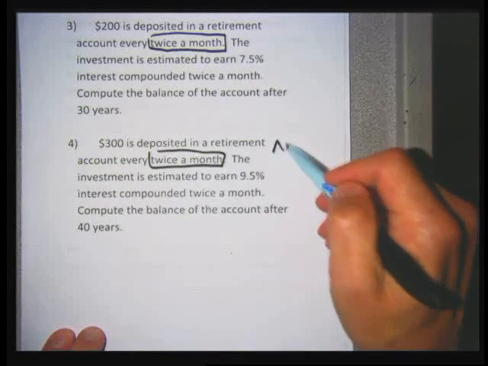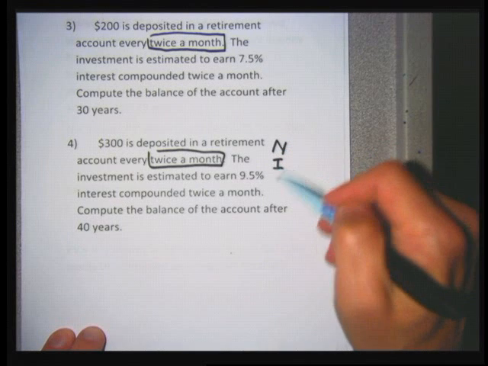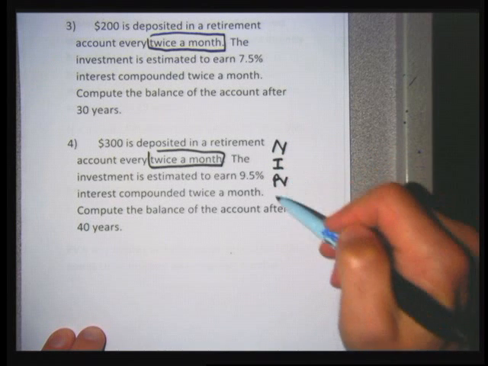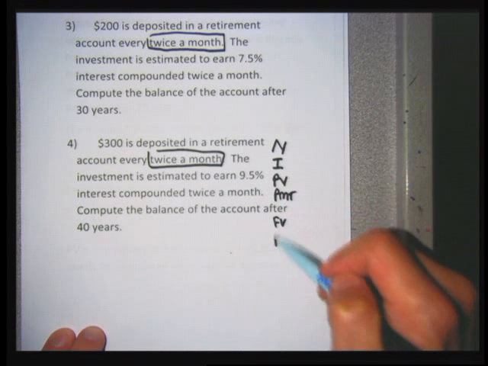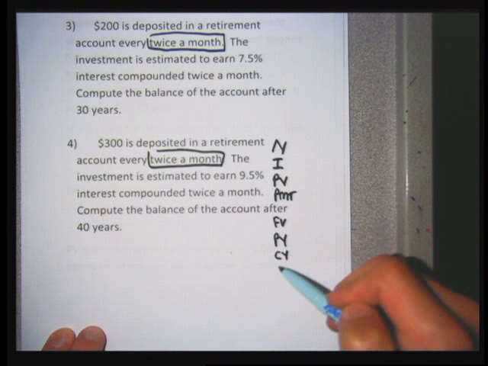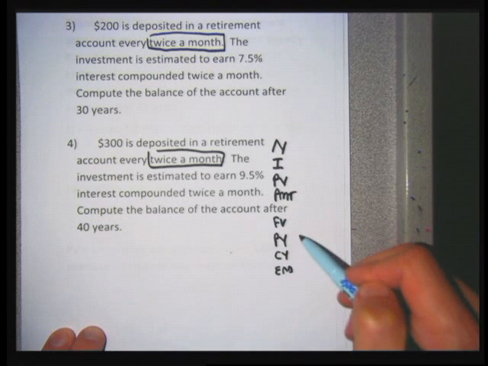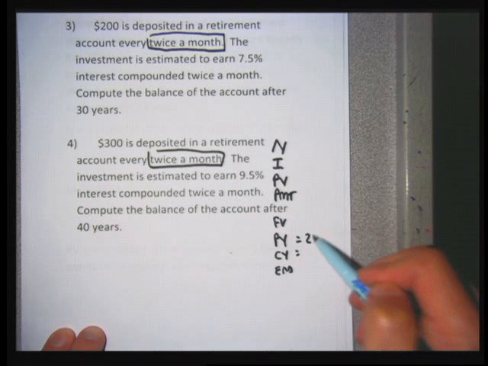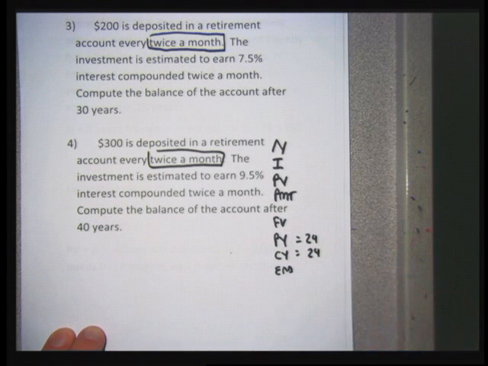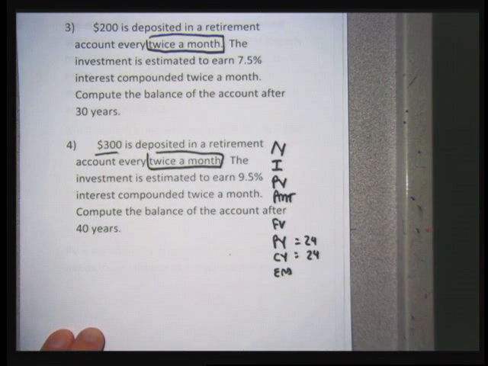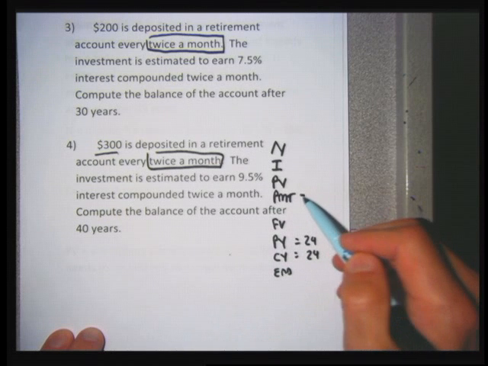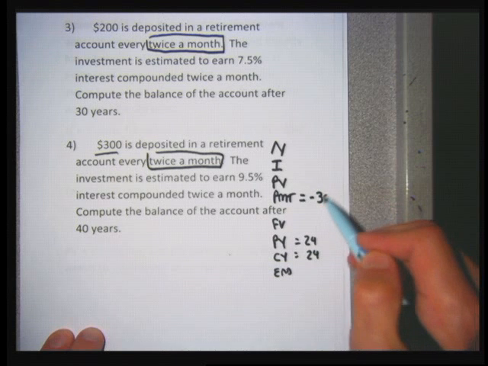So I'm going to have an N, an I, a PV, PMT, future value, PY, CY, leave it on end, and the twice a month part is going to make the PY, CY part be 24. Now dig through the problem. This $300 that's deposited twice a month is an equal recurring deposit, so it goes in the payment. I'm saving up money, so it gets a negative sign.